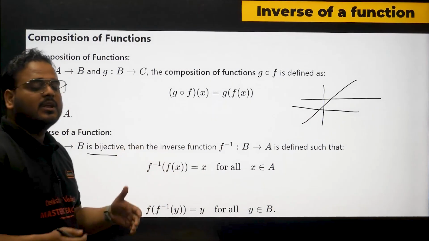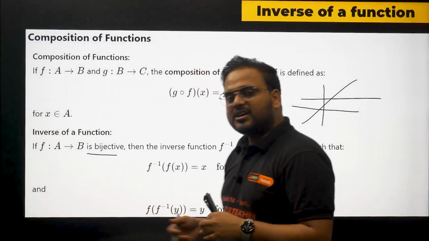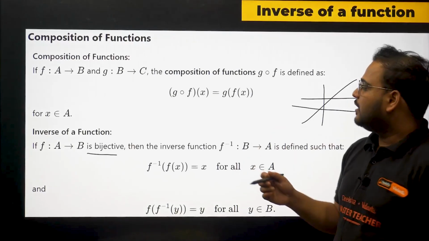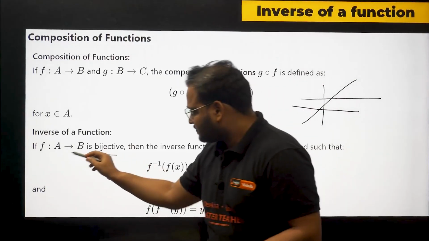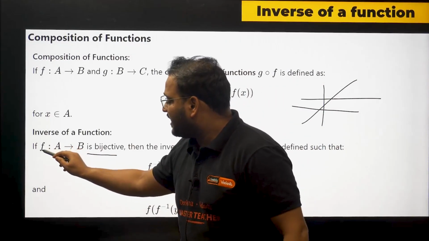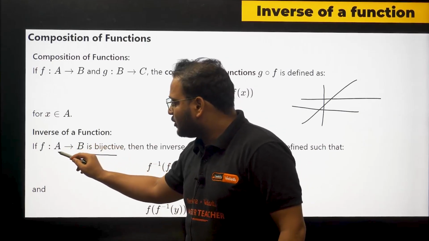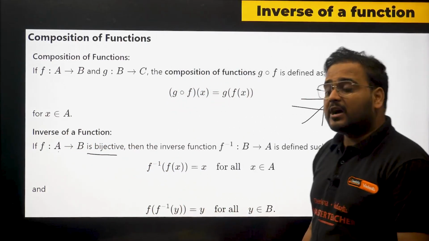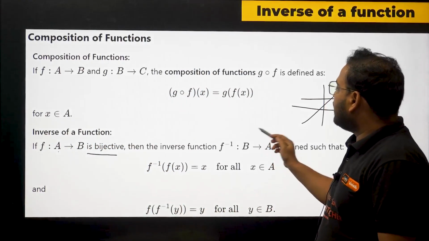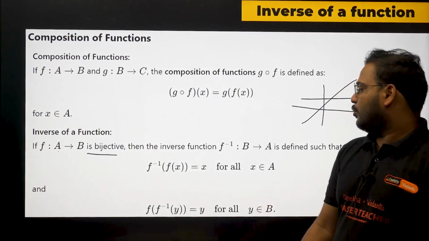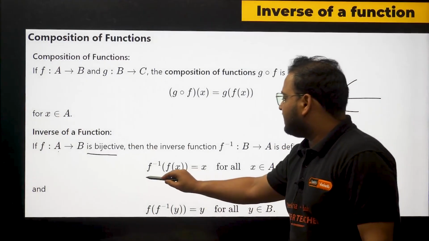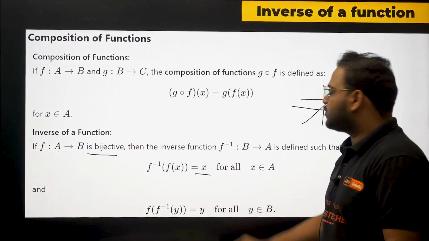Inverse will basically be a function defined in the reverse way of domain and range. Check here, the function f is defined from A to B. A is the domain, B is the codomain, but the inverse will be defined like this. B will be your domain and A will become your codomain. Okay, and this will be justified. F inverse of f will simply equal x.